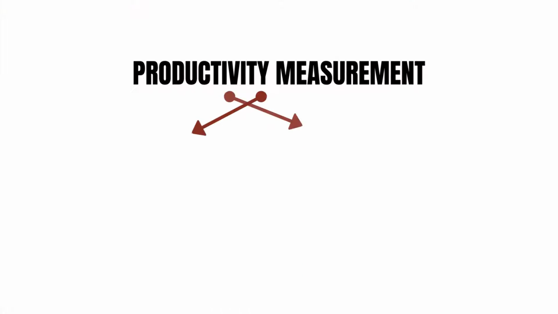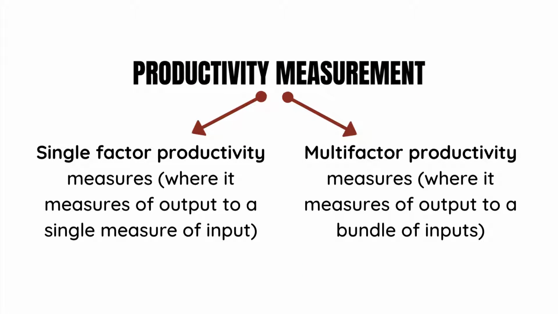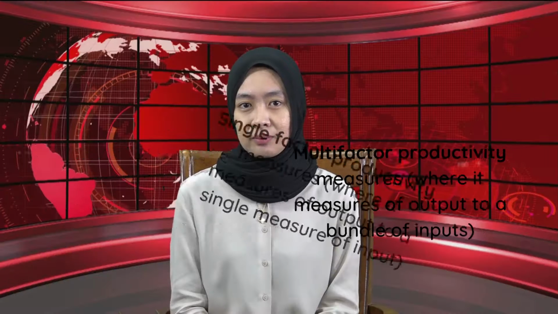There are many different types of productivity measure. The choices depend on the purpose of productivity measurement. Productivity measures can be classified into two categories. Firstly is the single factor productivity measure, which measures output to a single measure of input. Secondly is the multi-factor productivity measure, which measures output to a bundle of inputs.